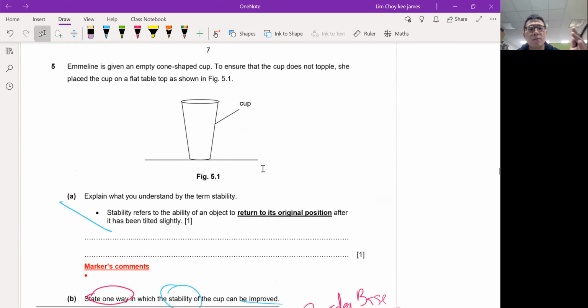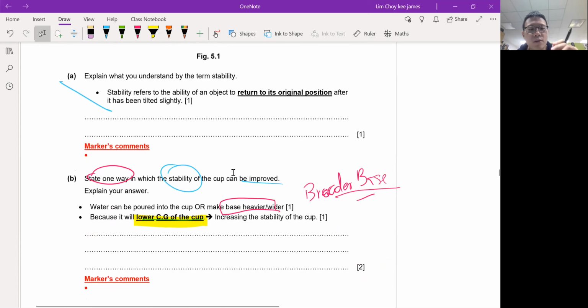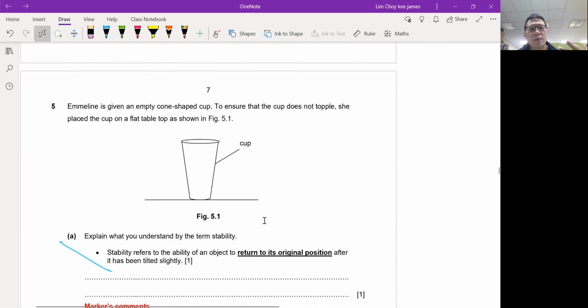Some of us are quite creative. We say we will turn the cup upside down. Yes, it does make the base wider, but your cup is facing down. You can't use the cup anymore. So why do I want to use the cup? If you think about the logic or common sense behind the question, I can't accept answers like base wider, because there is not much of a method I can use to make the base wider without compromising the cup function.